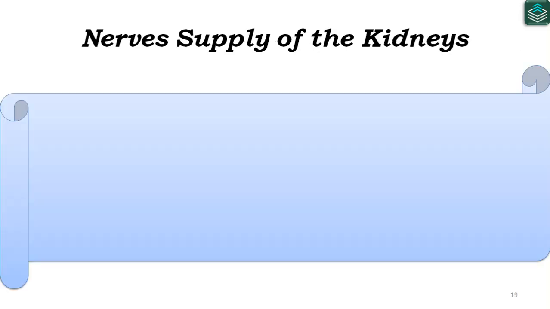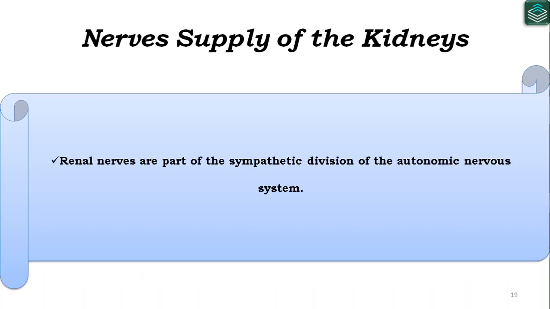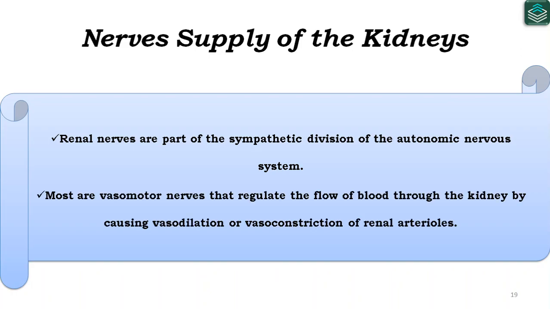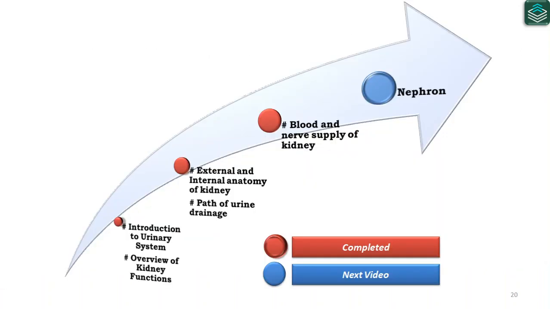Next, the nerve supply of the kidneys. Renal nerves are part of the sympathetic division of the autonomic nervous system. Most are vasomotor nerves that regulate the flow of blood through the kidney by causing vasodilation or vasoconstriction of renal arterioles. So in this video, we have completed the blood and nerve supply of the kidney.